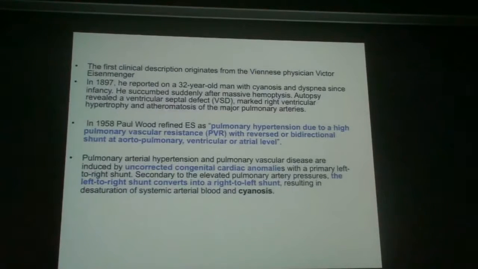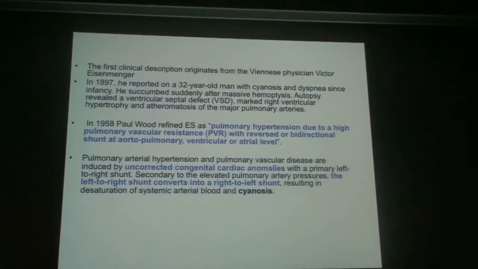And this first clinical description was performed by a Viennese physician, Dr. Eisenmenger, and this syndrome was later refined as pulmonary hypertension due to a high pulmonary vascular resistance with reverse or bidirectional shunt at aortopulmonary, ventricular, or atrial level. In our patient, it was at the ventricular level, and I think that the patent ductus arteriosus was only the consequence of the septal defect, but was not the primary abnormality.